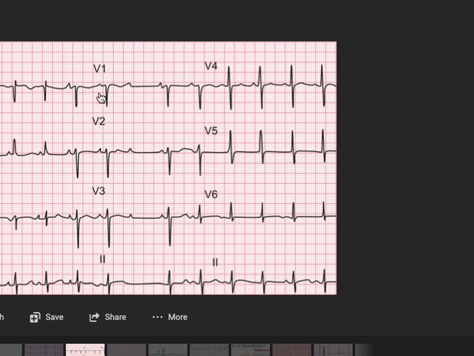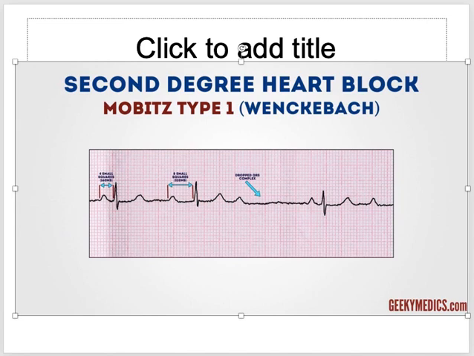Some people have fixed degrees of heart block, like 2 to 1, 3 to 1, or 4 to 1. What does 2 to 1 mean? Two P waves are conducted, then one is dropped. There could be 3 to 1, where three P waves are conducted and then one beat is dropped, or 4 to 1, where four P waves are conducted and then one is dropped. So that is second degree heart block.